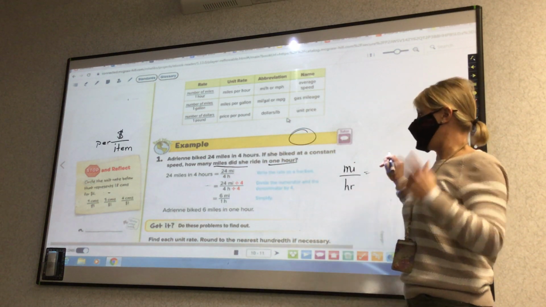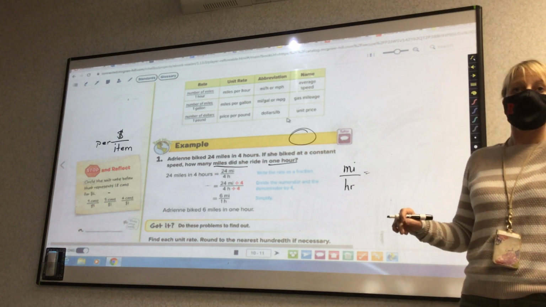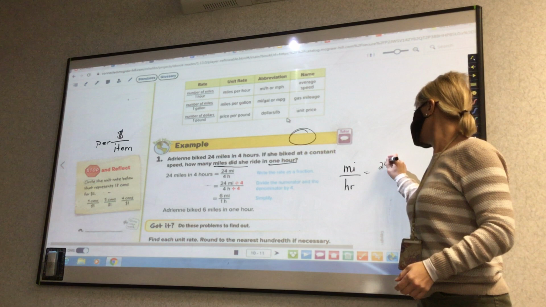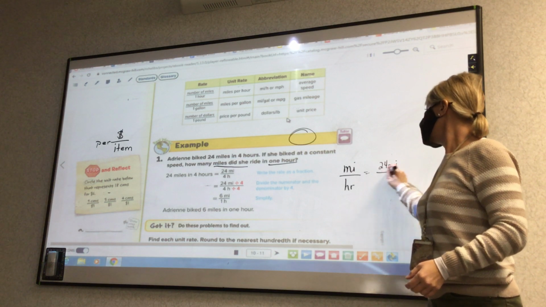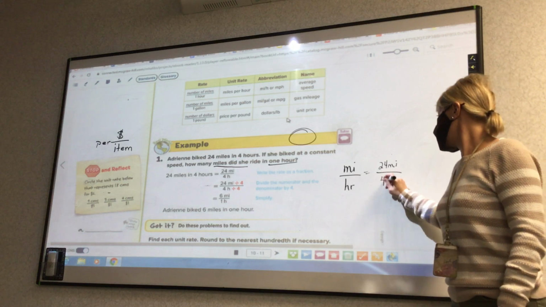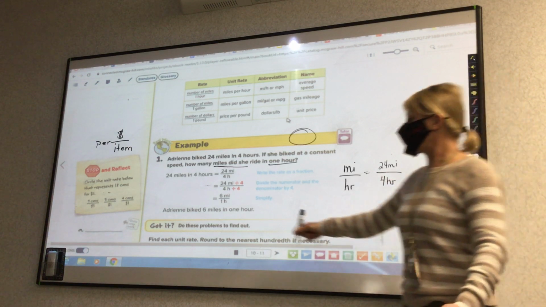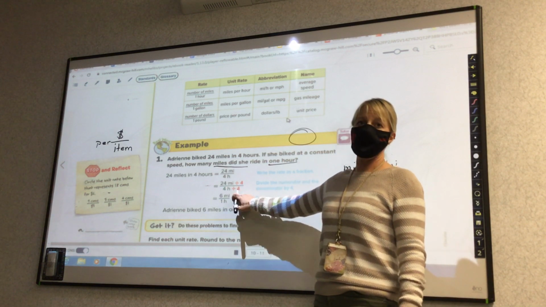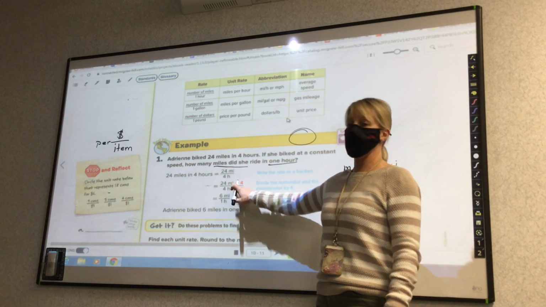Do I know how many miles I biked? Yes. How many? 24. So I'm going to write 24 miles over, I know how long that took her, 4 hours. Now if you look at their example, they're showing us that we're reducing it to get the denominator to equal 1, so I'm reducing it by 4.